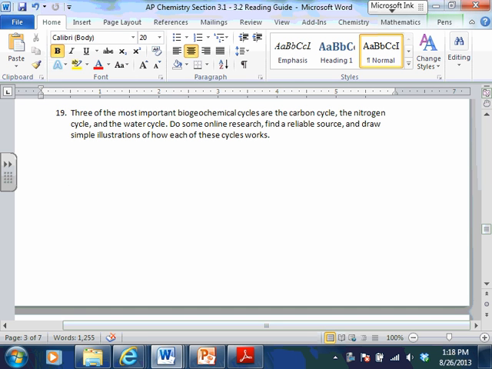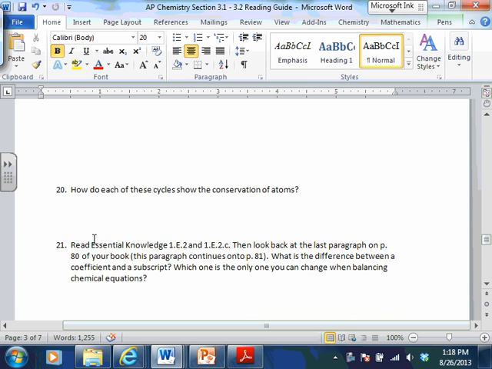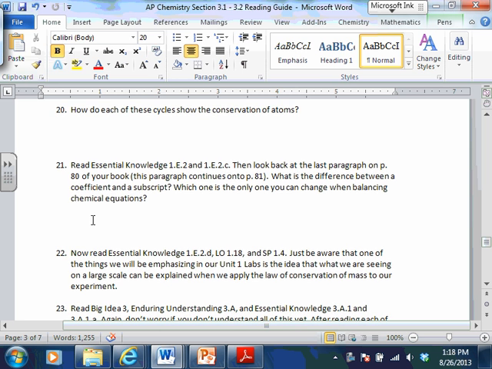The nitrogen cycle, again, has to do with living organisms taking up the nitrogen from the soil. When they die, they give it back to the soil. That's a really important process. And the water cycle, okay, obviously precipitation, right? So it rains, re-evaporates, re-rains, moves around. So you need to know how each of those cycles works and how they show the conservation of atoms, okay? Because that's on the new AP exam.